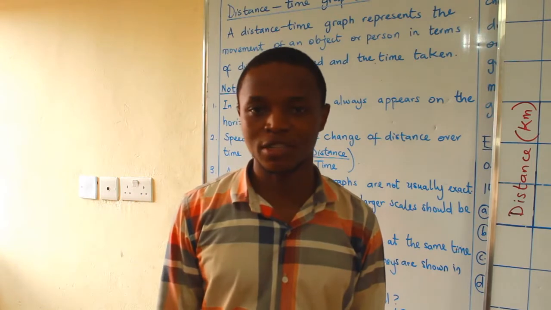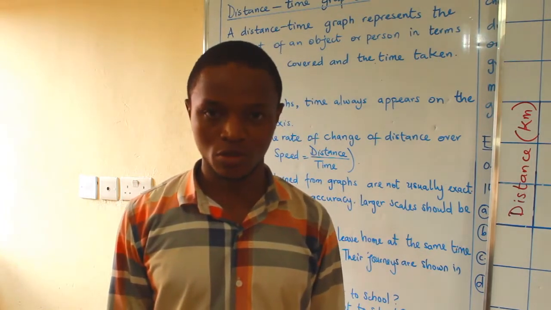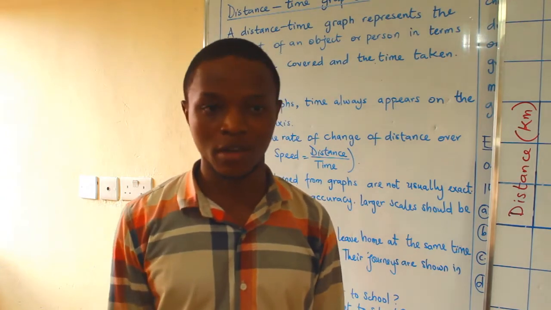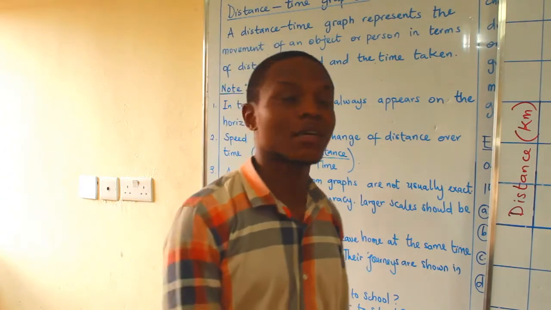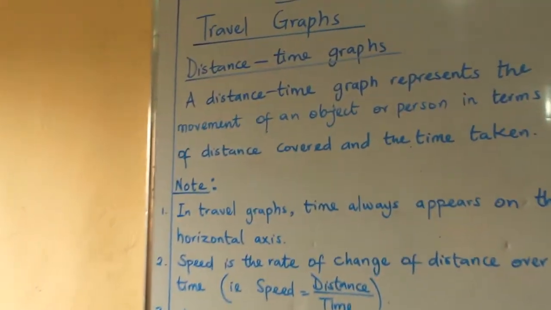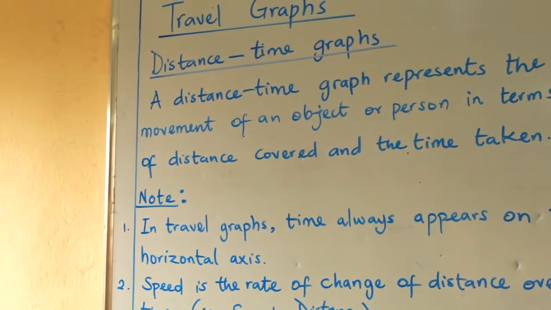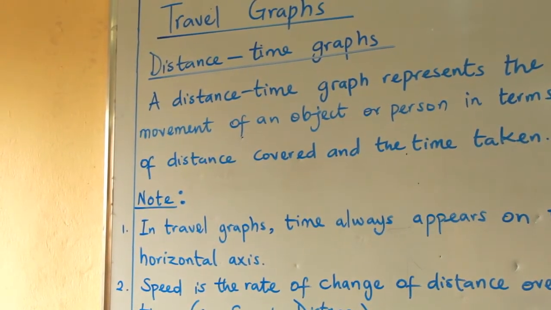In our previous lesson, we talked about graphs in real-life situations. Today we're going to go a step further and look at travel graphs. There are various types of travel graphs, but today we are particularly going to pay attention to the distance-time graph.